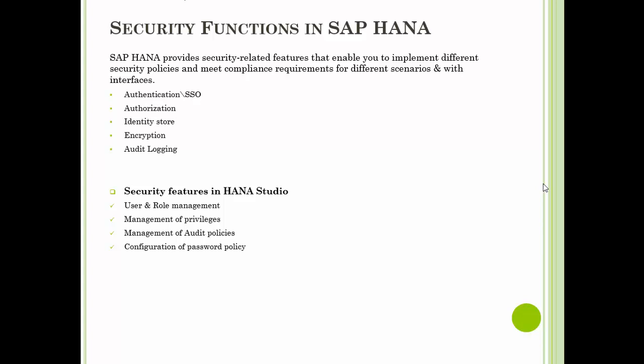So after explaining these three scenarios, I would say, as a definition, SAP HANA provides security related features that enable you to implement different security policies and meet compliance requirements for different scenarios and with interfaces. So these would be authentication, SSO, authorization, identity store, encryption, and audit logging. These are the possible security policies which are to be implemented with SAP HANA.